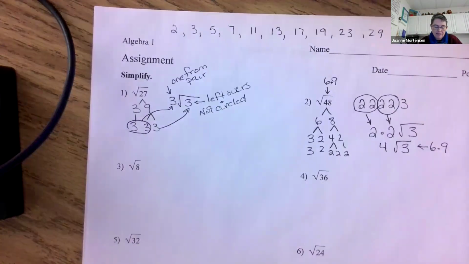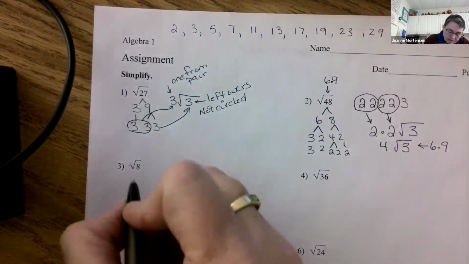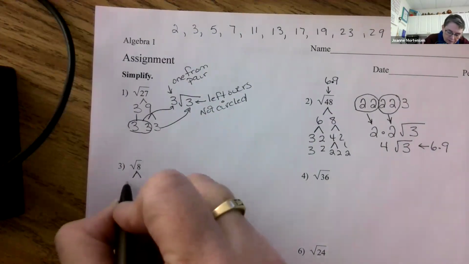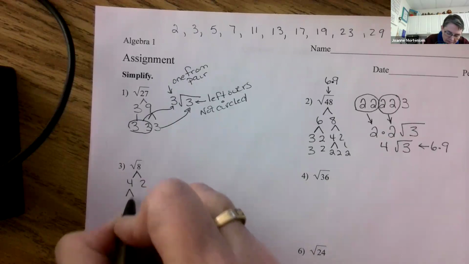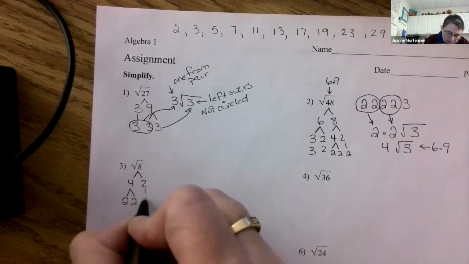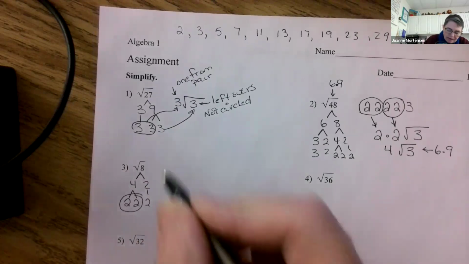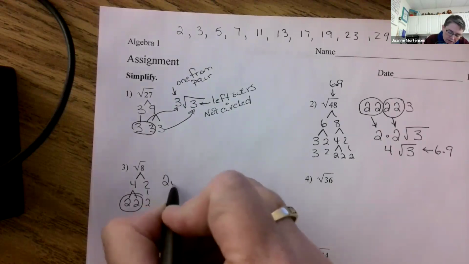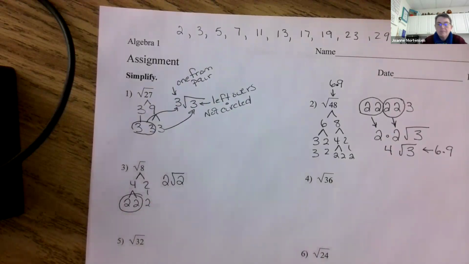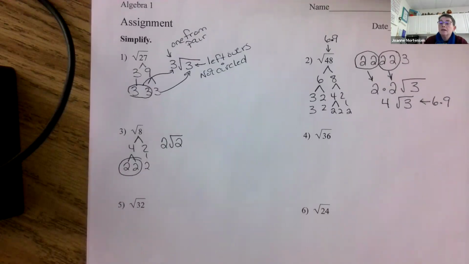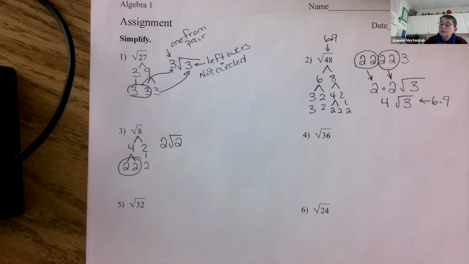Okay, anyway, I digress. Let's do this. 4 and 2, 2 and 2 and 2. There we go. There's my pair. So 8 is cool. It's 2 square root 2. I'm going to do one more, and then I'm going to send you on your merry way and tell you to do this on your own, and then double check.